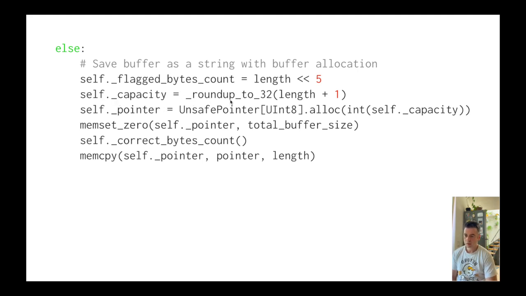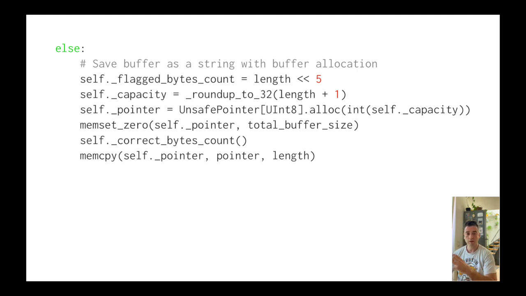meaning that the 5 bits here are zeros. Then the capacity, we round up to 32, which is the length plus 1 because of the 0 termination. And then the pointer: we are allocating a new region on the heap, which is equal to capacity. We zero it out and we set the flagged bytes count, what I explained on the previous slide, and then we copy from pointer, length, to the newly created pointer. This is basically it.